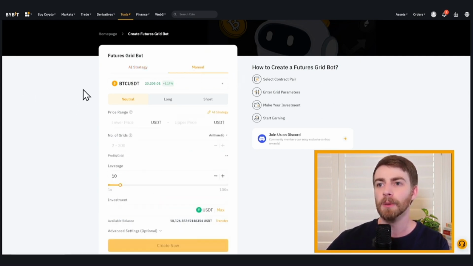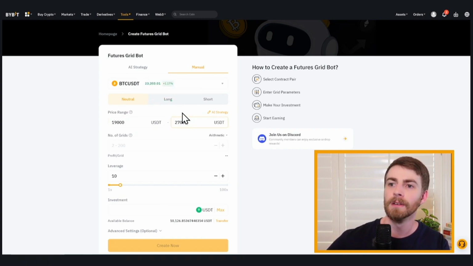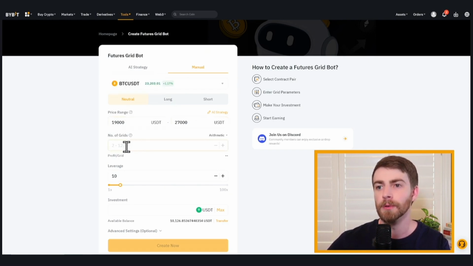And now under Bitcoin to USDT, we'll start at 23,000 again. For our price range, instead of the XRP range, let's start at 19,000 and move up to 27,000. So our lower bound is 19,000, upper bound 27,000. We can also choose our AI strategy to automatically fill these in. We're going to stay on neutral so we can win on both sides of the trade.